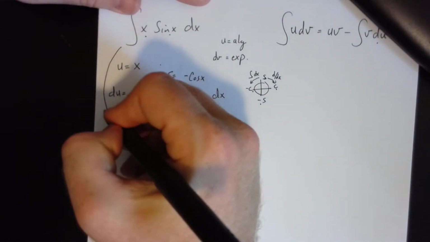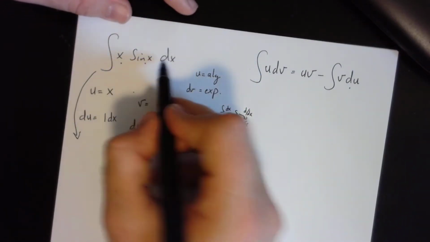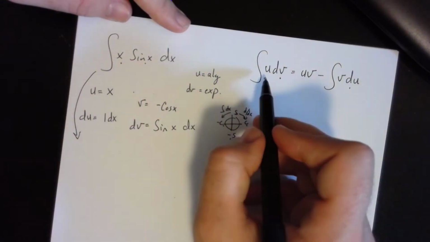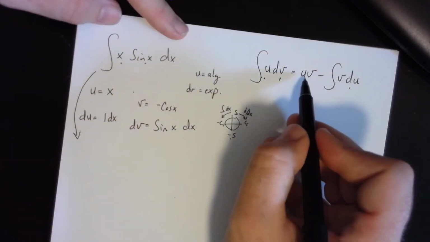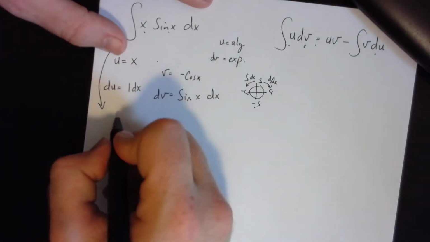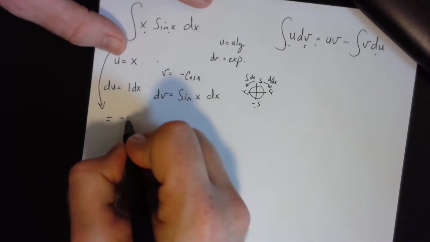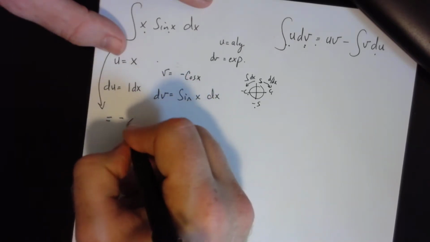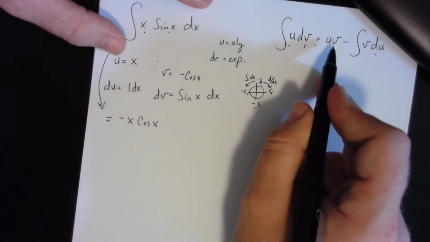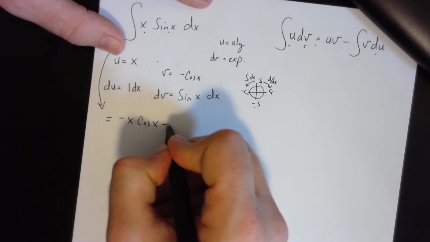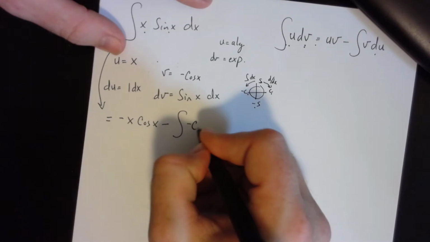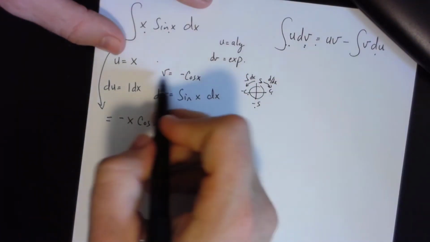So if I do this correctly and use the formula, this thing right here is the integral of u dv, that means I need to have equals uv, and uv is x times the negative cosine. So I'll write equals, and I'll put the negative up front just because I prefer the negative up front, x cosine of x. So that's my u and my v multiplied together from the formula. Don't forget the minus sign, the integral of, and then I have v du. So v is my negative cosine of x, and my du is nothing more than dx.